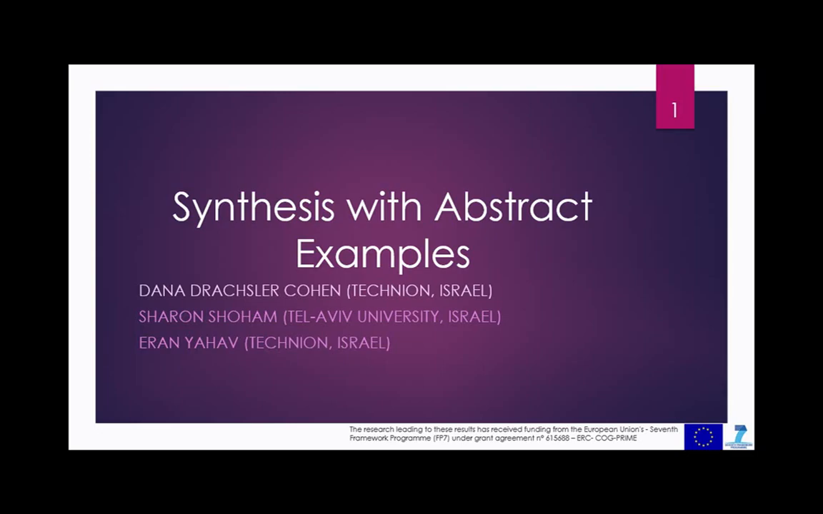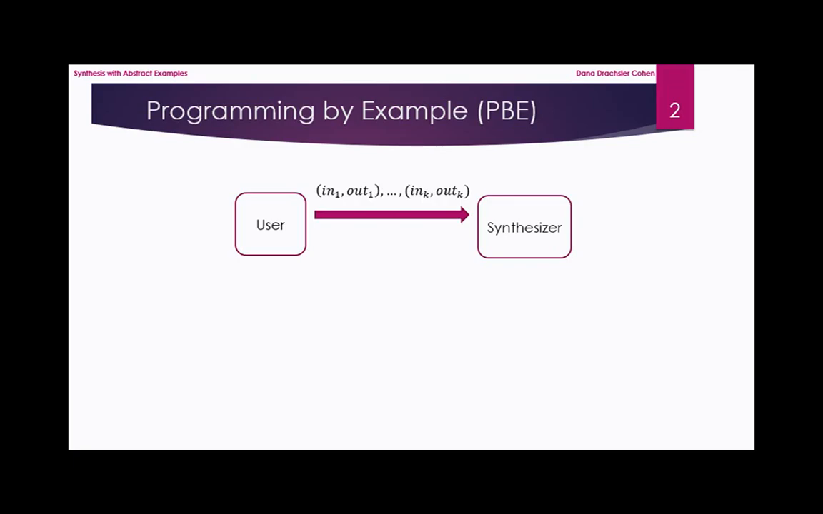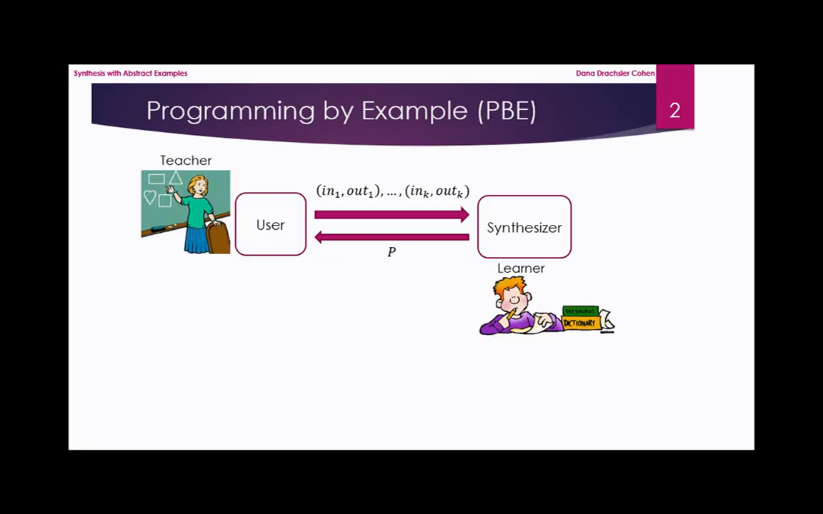So, why do we need synthesis with abstract examples? Let's start with programming by examples, or PBE. In PBE, we have a user and a synthesizer, and the user provides a set of input-output examples to the synthesizer, which in turn returns a program consistent with the examples. If you will, there's a teacher and a learner, and the teacher tries to convey her intent to the learner through these examples in the hope that the learner will return a program that she could use on unseen inputs. Unfortunately, with this approach, it is not guaranteed that for all inputs this program will behave as expected.